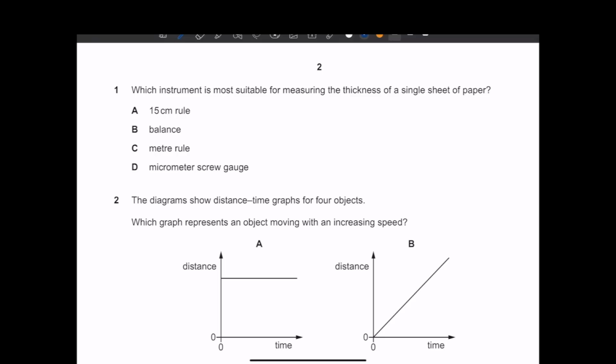Which instrument is most suitable for measuring the thickness of a single sheet of paper? Actually, a ruler could measure longer distances. Balance is for mass. Meter rule is for distances, but actually it's longer than a ruler. So if I have a distance longer than 15 centimeters, the ruler given, I can use the meter rule. But in this case, the thickness of a single sheet of paper is very, very much smaller than 1 millimeter. So the answer here should be micrometer screw gauge. And depending on that, I'm going to highlight in the answer sheet D. So my answer here is D.